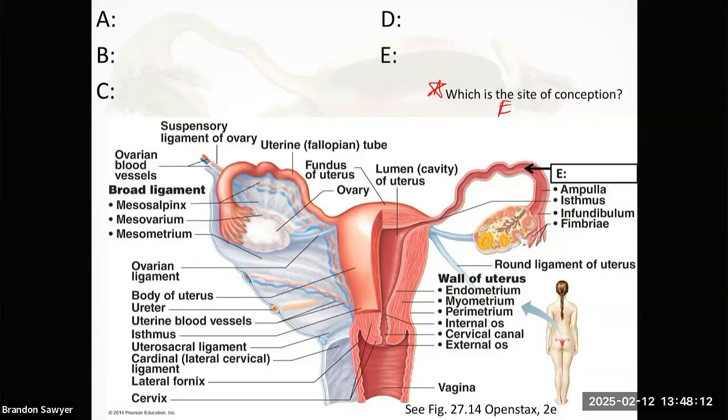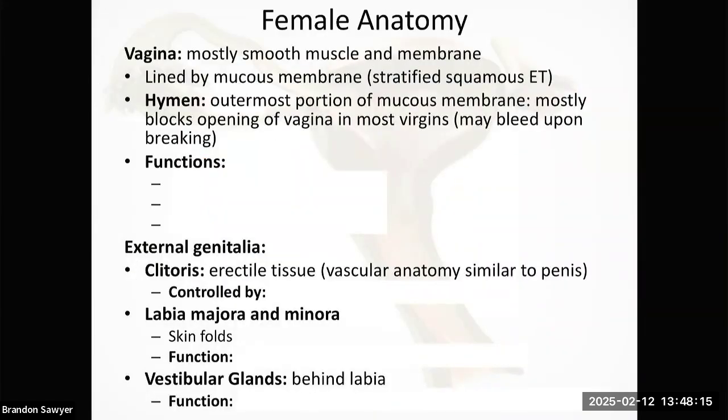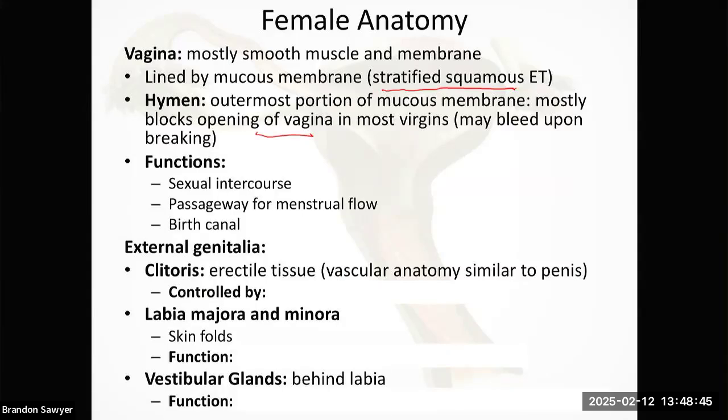Now moving on to the external anatomy. The vagina is made up of mostly smooth muscle as well as mucous membrane. This is a type of stratified squamous epithelial tissue, just like our skin. This was the moist type, where the skin is the keratinized type. The hymen is considered the outermost portion of this mucous membrane that mostly blocks the opening before sexual intercourse occurs, and this may bleed upon first sexual intercourse. And so functions of the vagina, pretty obvious: sexual intercourse, passageway for menstrual flow, and obviously the birth canal.